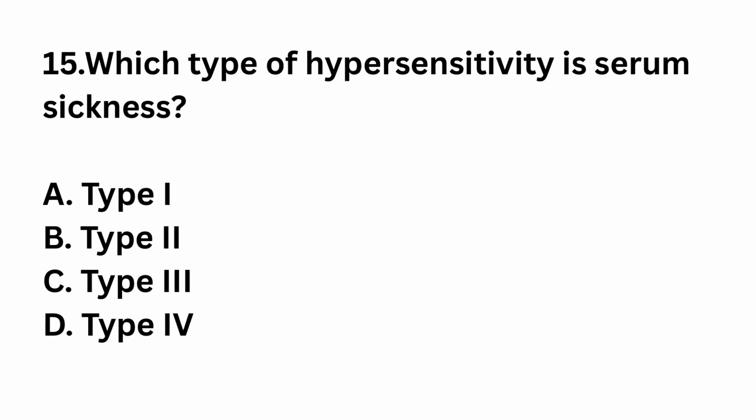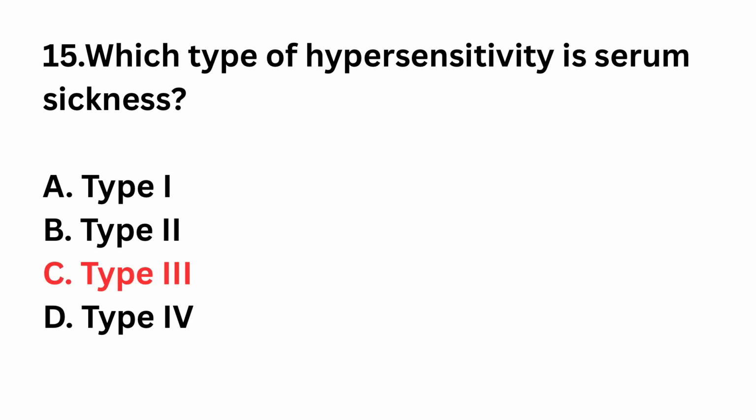Question number 15. Which type of hypersensitivity is serum sickness? Type 1, Type 2, Type 3, Type 4. The right answer is option C, Type 3 hypersensitivity. Immune complexes deposit in tissues and trigger inflammation. Serum sickness is a classic example.